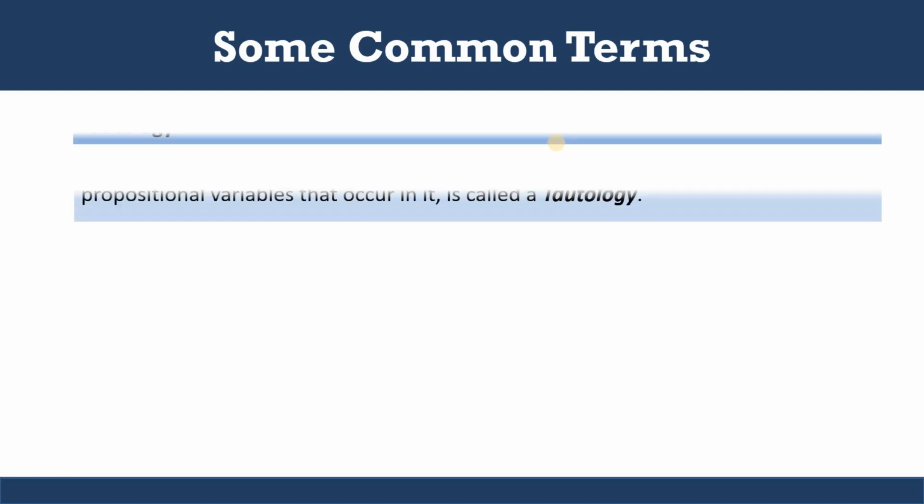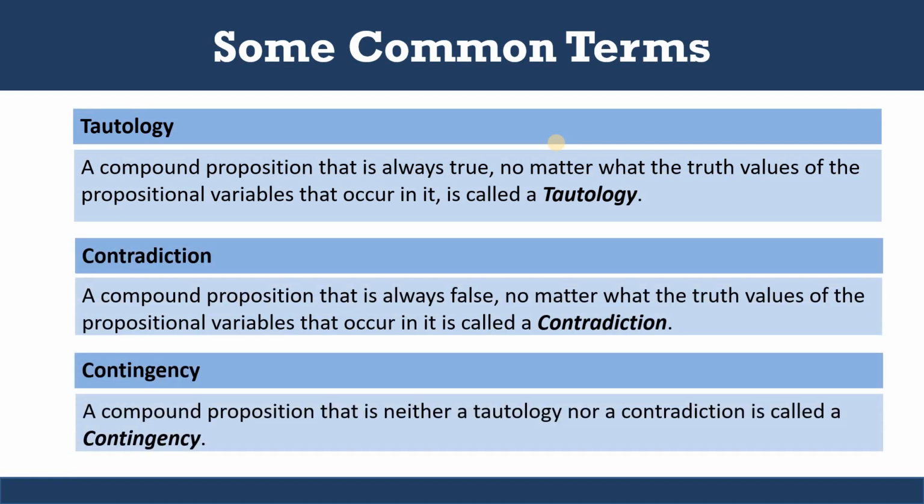So what are the terms? These are the terms: tautology, contradiction, and contingency. So what are these terms actually? All of these terms indicate the classification of compound proposition. Any given compound proposition can fall into exactly one of these three categories.